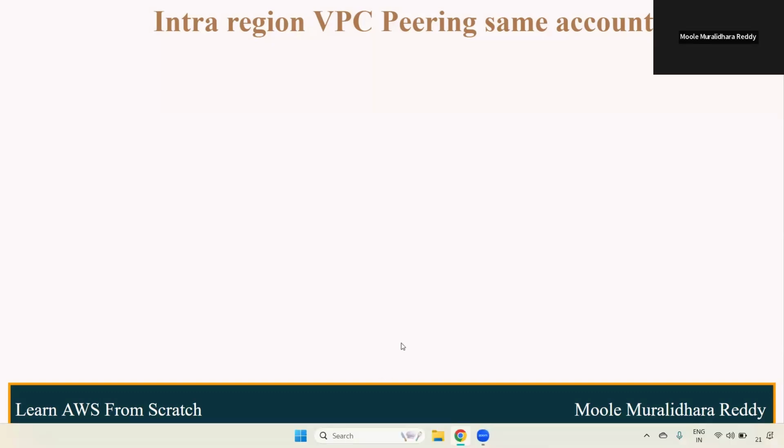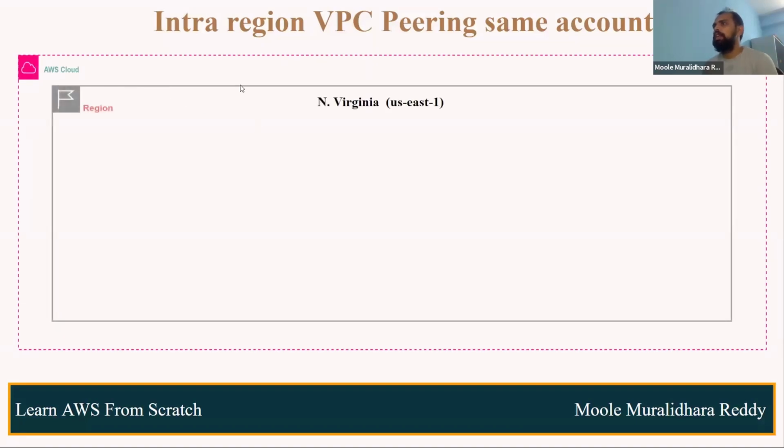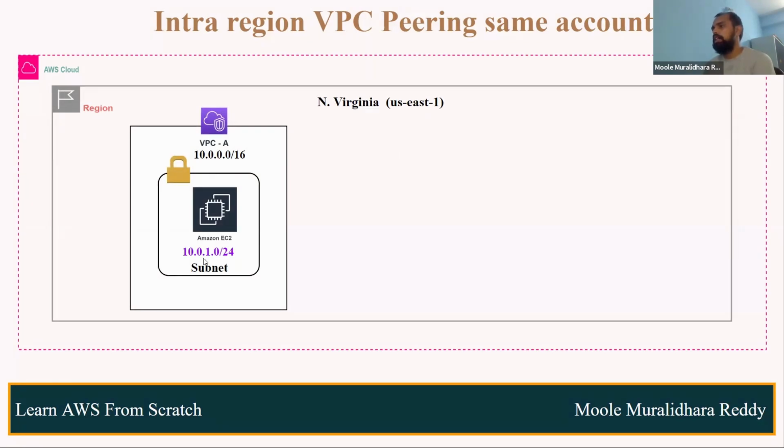Okay, understand, right? Now if you go here, we have an AWS account. Inside the AWS account, we have a region. Let's take an example, North Virginia. Inside North Virginia, we have one VPCA. That VPCA CIDR range is 10.0.0.0/16. Example I'm taking. Okay, and inside this particular VPCA, we have one subnet. The subnet CIDR range is 10.0.1.0/24. Okay, this is VPCA.